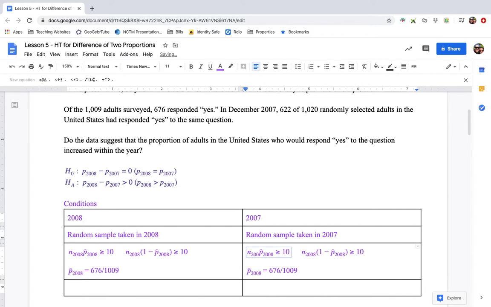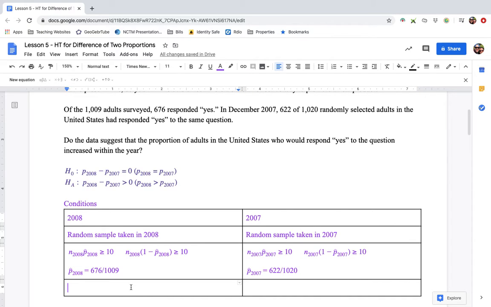So all of these would be 2007. Again, you have to check these. You do have to show your work. It shows you're completely checking the conditions. So I will let you check those. That's part of your response. And then in 2007, p hat was 622 out of 1,020. All right, and then finally we have our independence check.